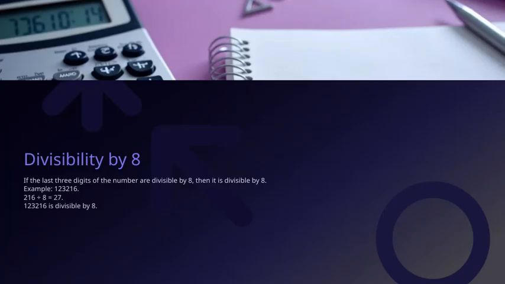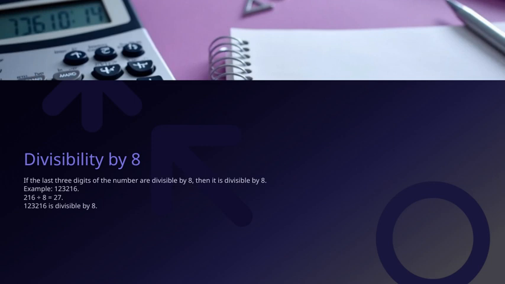The key idea here is that if the last 3 digits of a number are divisible by 8, then the entire number is divisible by 8 as well. For example, take the number 123,216. To check if it's divisible by 8, we look at the last 3 digits, which are 216. When we divide 216 by 8, we get 27 with no remainder. Since 216 is divisible by 8, this means that the whole number, 123,216, is divisible by 8 too.